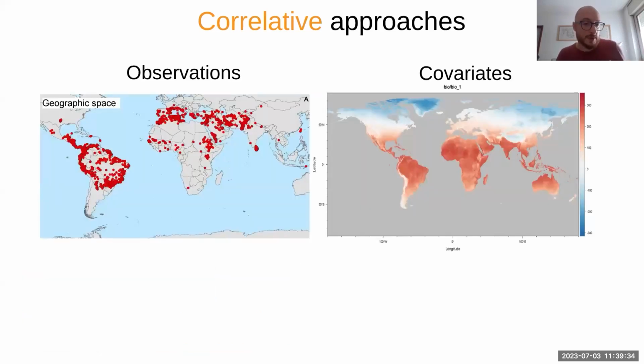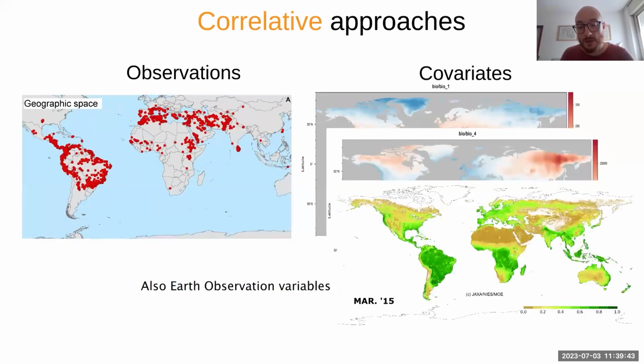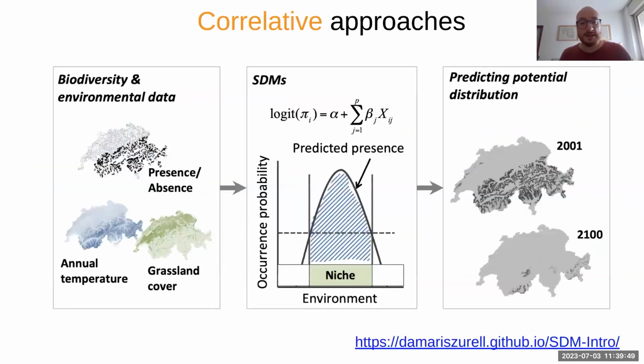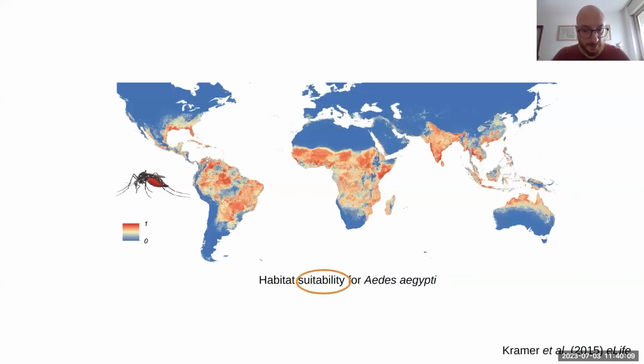To inform these models, again, we have observation in the geographic space, and we can use different environmental layers, such as the temperature, the precipitation, but we can also use remote sensing variables. In the end, what we have is this simple workflow where we have this response variable, the presence and absence of the species, a bunch of covariates. We combine them into an algorithm, and the output of the algorithm will show us the predicted distribution of the species. Something like the map that we saw at the beginning, showing the habitat suitability for the yellow fever mosquito.